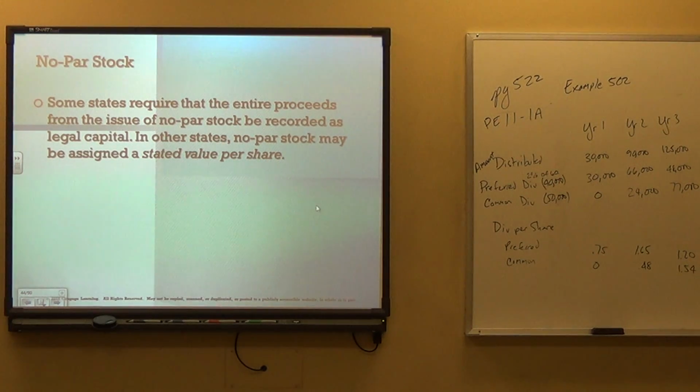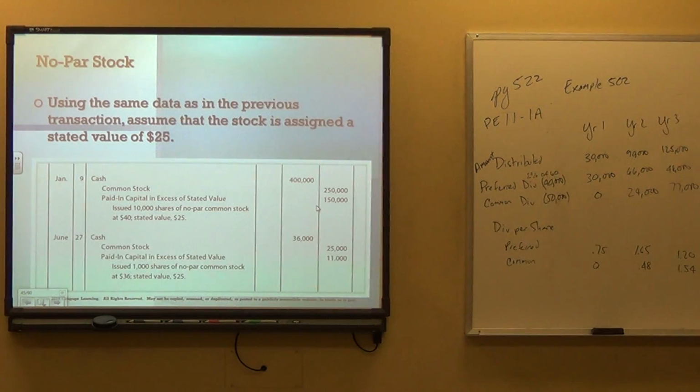Some states require that the entire proceeds from the issue of no par stock be recorded as legal capital. In other states, no par stock may be assigned a stated value, because they may require it to have at least some sort of value. So there's that stated value, which is basically the same thing as par value. They call it stated value because that's what they required it to do. That's just the difference from the previous one a couple slides ago. So we have cash, 400,000, and the common stock and the additional paid-in capital above that, which is just sitting at 25 from the previous slide.